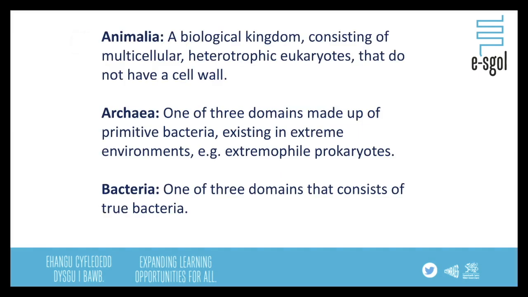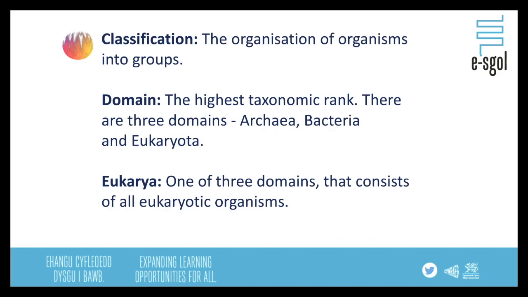Animalia. A biological kingdom consisting of multicellular, heterotrophic eukaryotes that do not have a cell wall. Archaea. One of 3 domains made up of primitive bacteria, existing in extreme environments, for example, extremophile prokaryotes. Bacteria. One of 3 domains that consists of true bacteria.